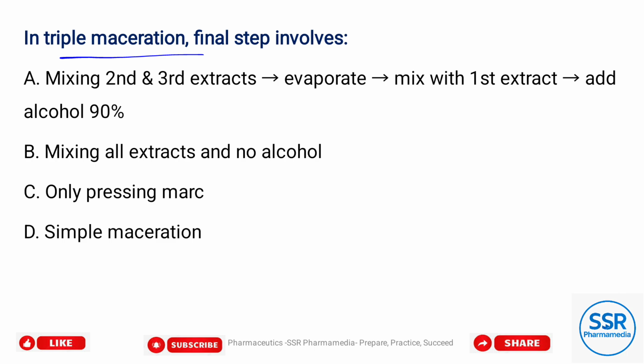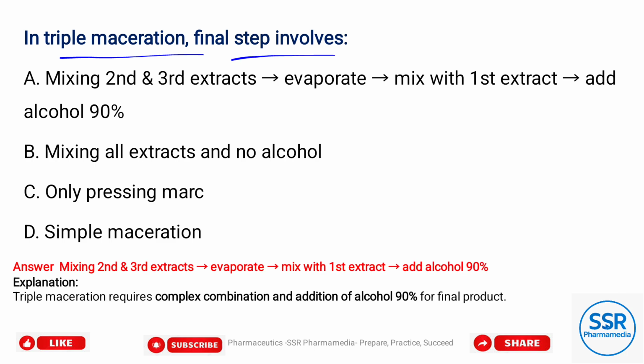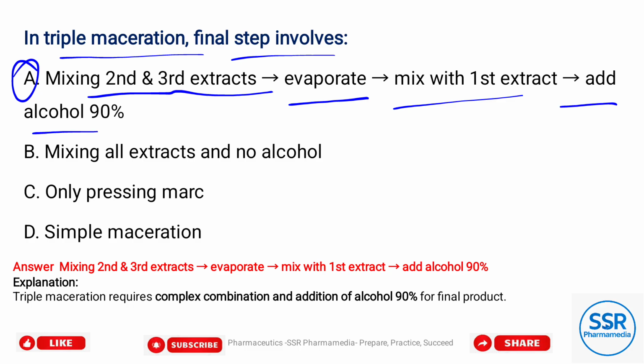In triple maceration, the final step involves, so option A is the answer. Mix the second part and third part extracts, evaporate to concentrate, mix with the first part extract, then add alcohol 90%. It's the final product.